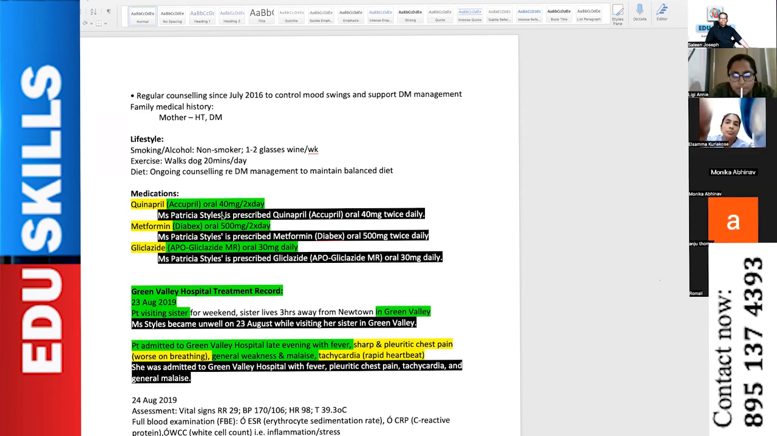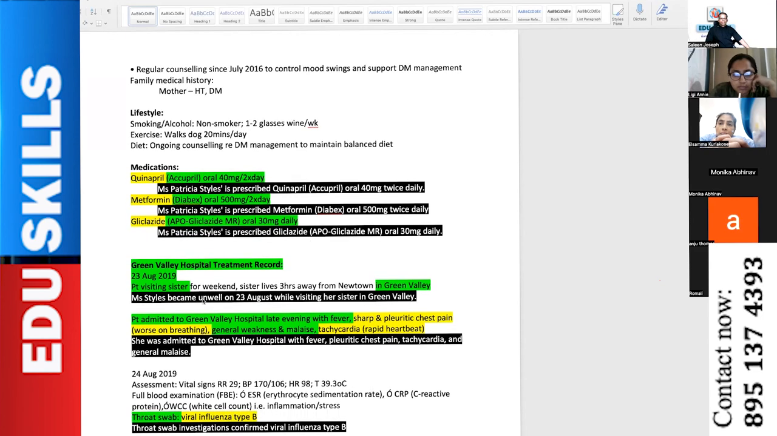Ms. Patricia Styles is prescribed quinapril, Accupril oral 40 mg twice daily. Ms. Patricia Styles is prescribed metformin, Diabex oral 500 mg twice daily. Ms. Patricia Styles is prescribed gliclazide, Diamicron MR oral 30 mg daily. Ms. Styles became unwell on 23rd August while visiting her sister in Green Valley.